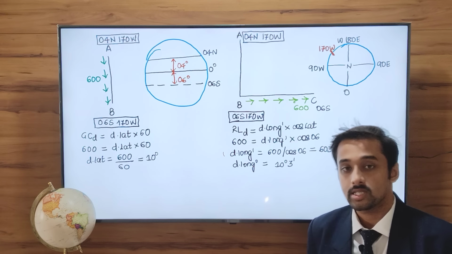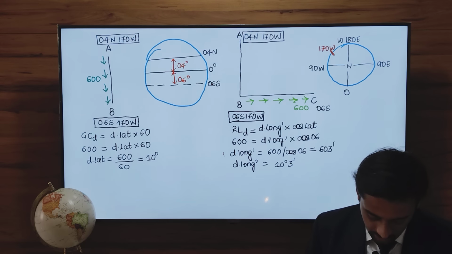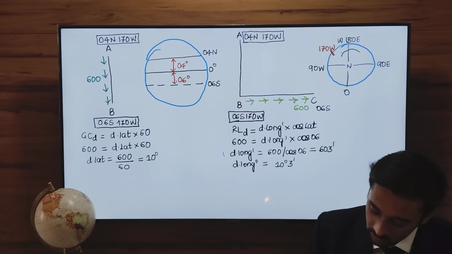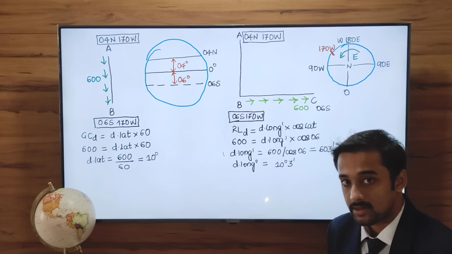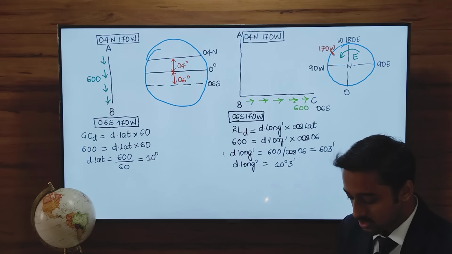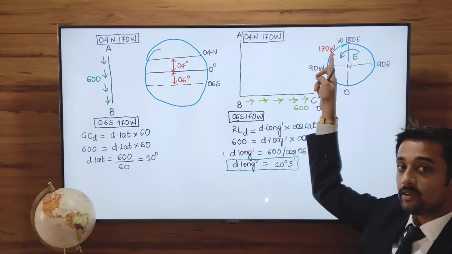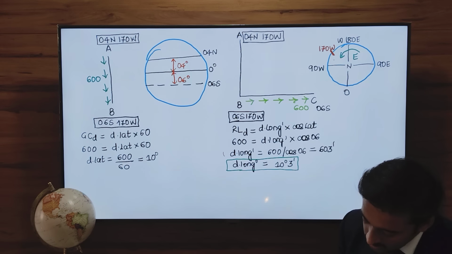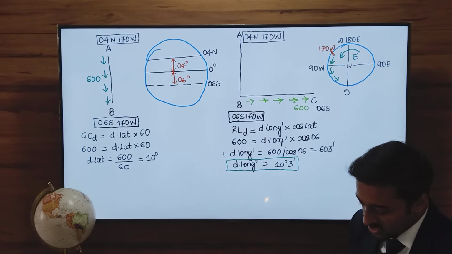Now you have flown an easterly direction. That means when you look at this diagram, all easterly directions are anti-clockwise in direction, from the top of the earth. So your difference in longitude is 10 degree 3 minutes. So from 170 west, when you fly easterly, your track will be like this, anti-clockwise. And next, a difference of 10 degree 3 minutes.